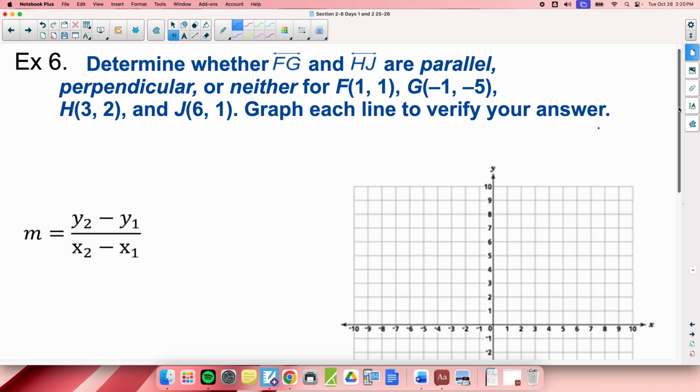Example 6. So F is 1, 1. G is -1, -5. Okay?